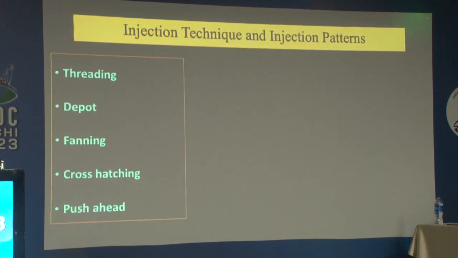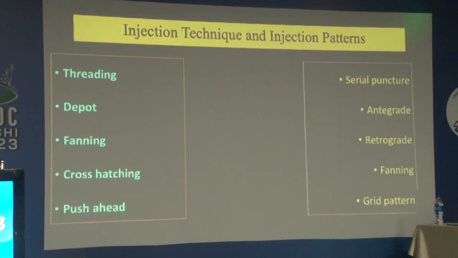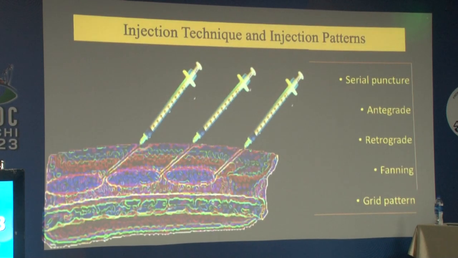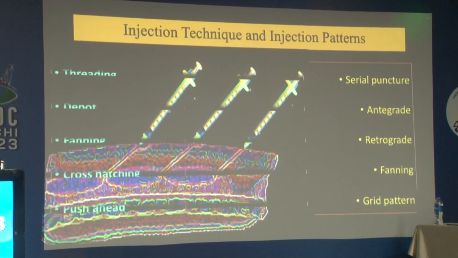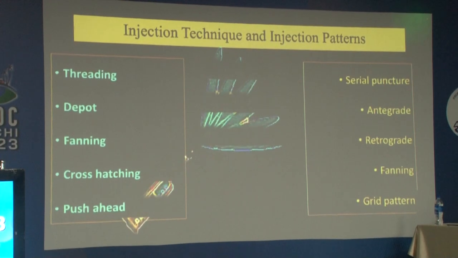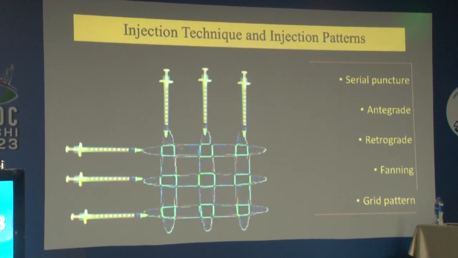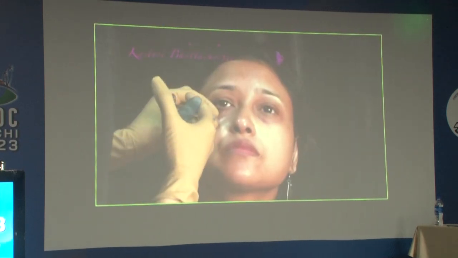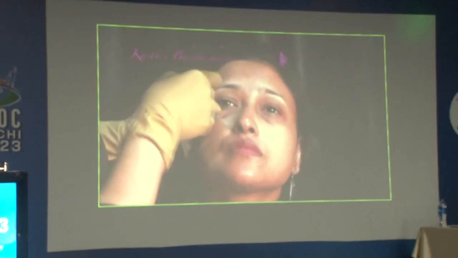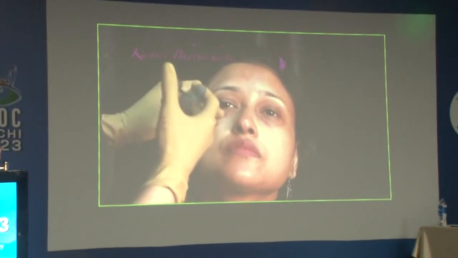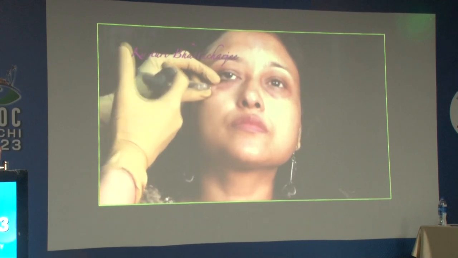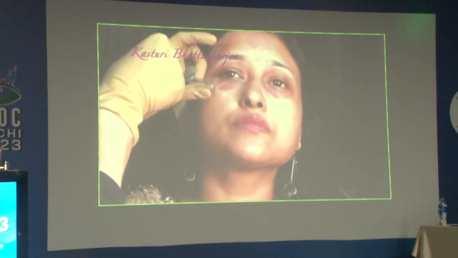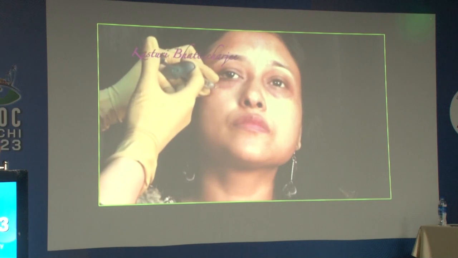So there are different techniques and different injection patterns, but what we follow is basically the retrograde injection so that we don't get any vascular complication. We follow the fanning pattern and we follow the Greek pattern. I'll just go fast into some of the patients, and you can go by the injection or by the cannula, and the best way I feel is to go by the cannula. When we all started, we started with injection, and this is also a very nice way where you can directly inject small aliquots of this dermal filler into the tear trough, and you see changes on the table.